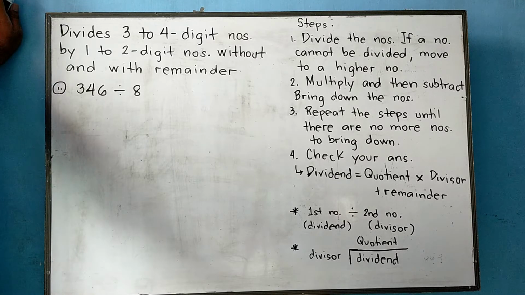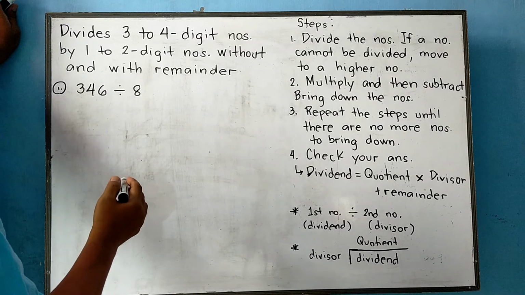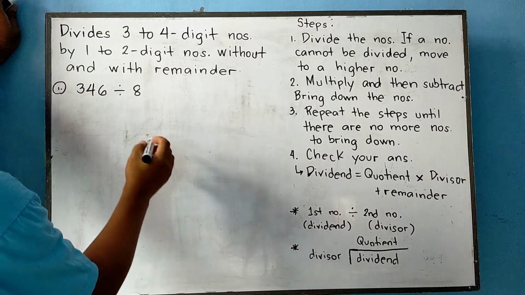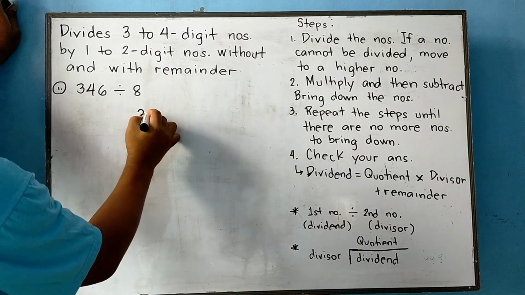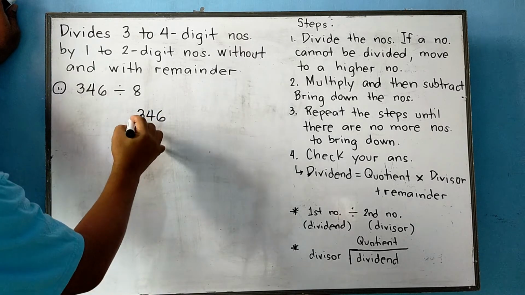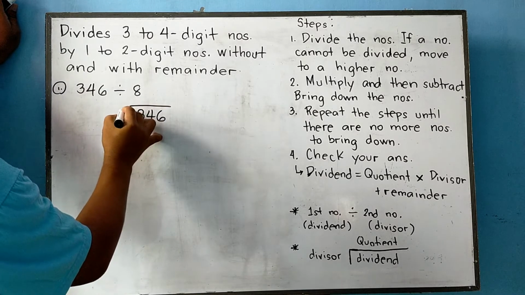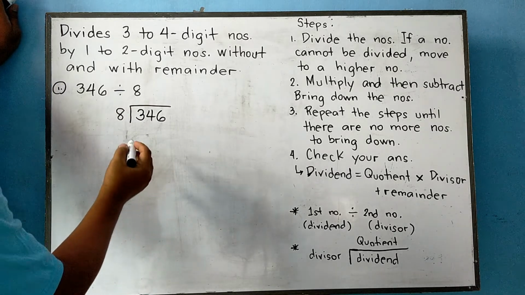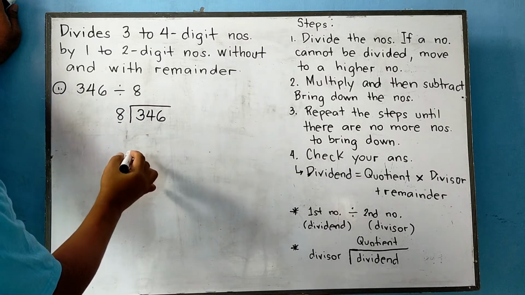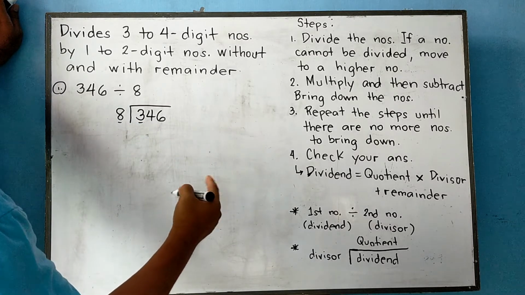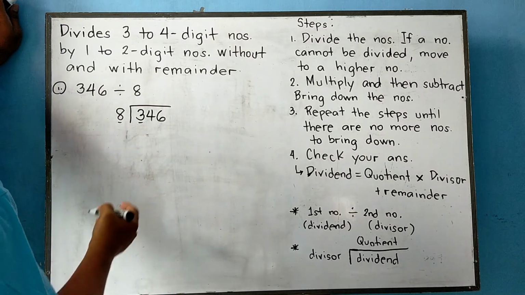Now, following the steps, since our problem is written in horizontal form, gagawin natin siya nung normal way of dividing numbers. So, 346 ang nasa loob kasi siya yung tinatawag nating dividend. While 8 yung nasa labas kasi siya yung ating divisor. Okay? Now, since you have 1 digit here, titingin ka rin sa loob ng 1 digit. And our first step is to divide this number by 8.